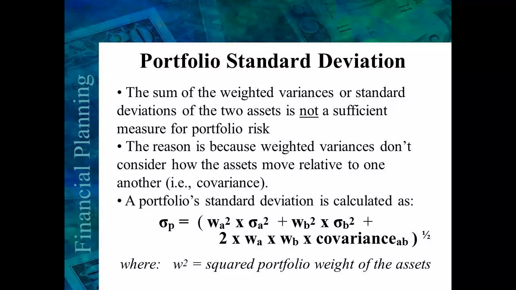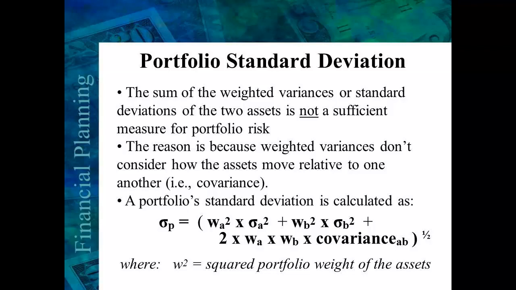While expected return is a weighted sum of individual returns, the sum of the weighted variances or standard deviations of the two assets is not a sufficient measure for portfolio risk. The reason is because weighted variances don't consider how the assets move relative to one another, i.e. covariance. This is an important concept that will be investigated throughout this lesson.